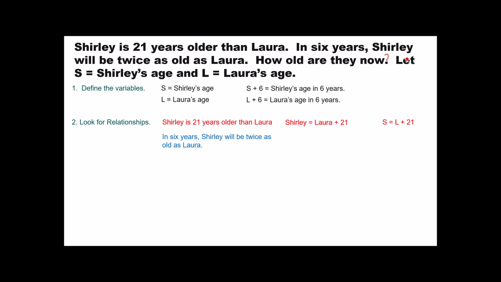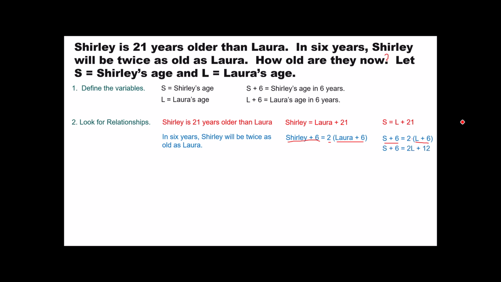I'd recommend that you pause this and try it on your own before watching me explain it. Hopefully you've done that. Shirley in 6 years, notice that's your S plus 6 right there, is going to be double Laura in 6 years. There's your equation. S plus 6, Shirley in 6 years, will be double, that's 2 times, Laura in 6 years. Now, this is a messy little equation. I probably wouldn't leave it like this.